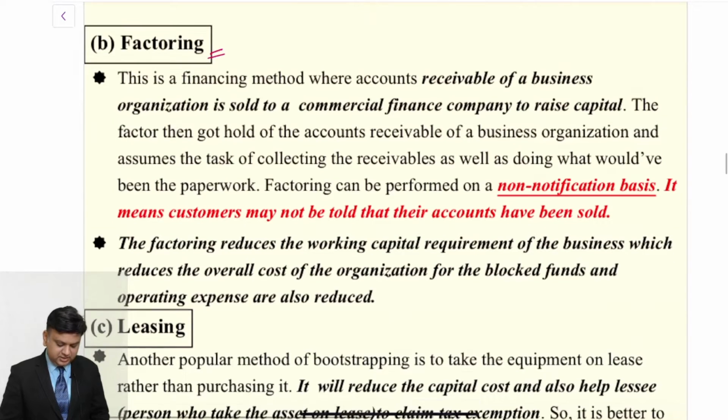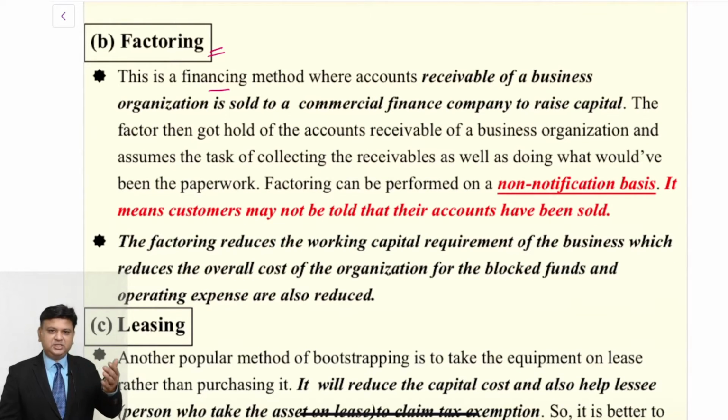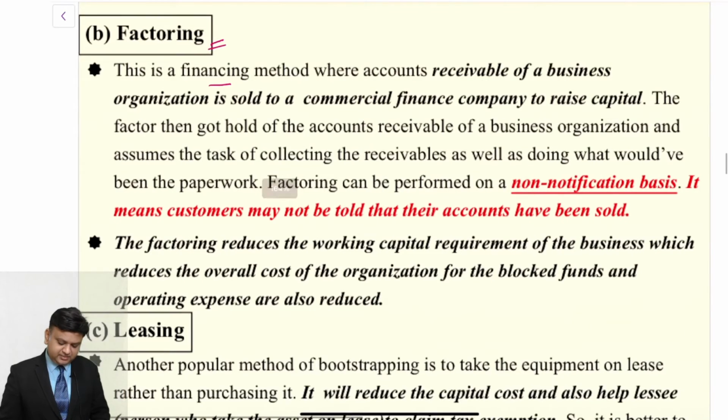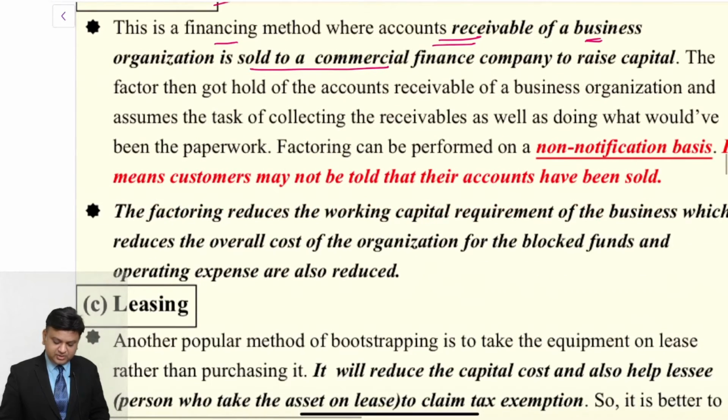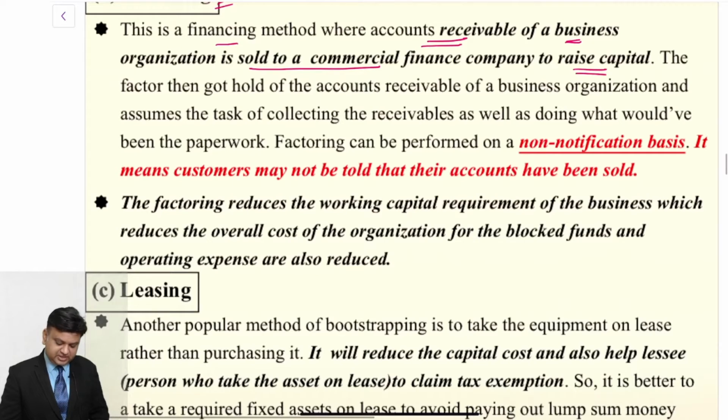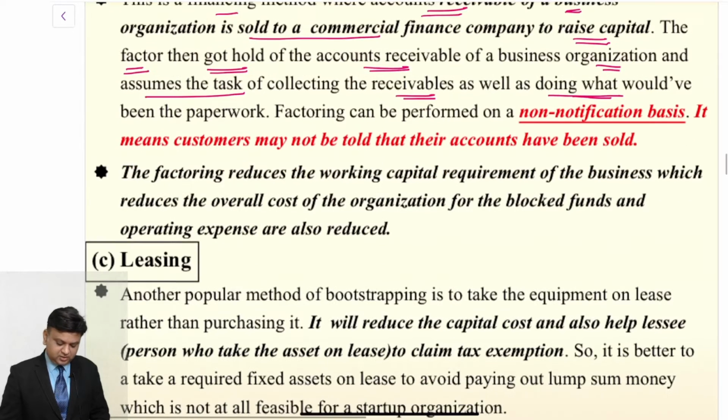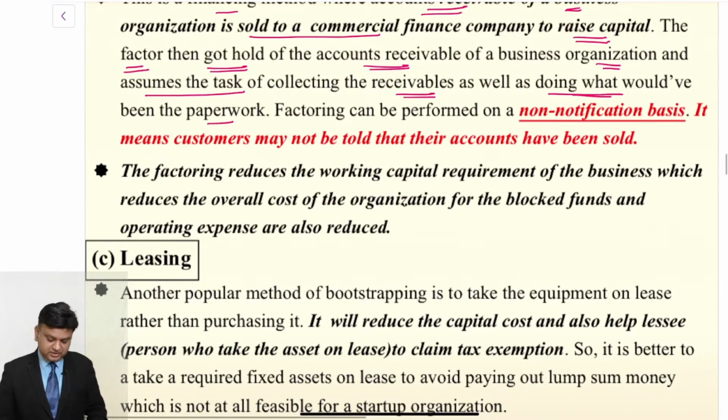Factoring. Same thing that we have recently understood. This is a financing method where the accounts receivable, that is the debtors of the business organization, are sold to a commercial finance company to raise capital. The factor then takes hold of the accounts receivable of the business organization and assumes the risk of collecting the receivables as well as doing what would have been the paperwork.